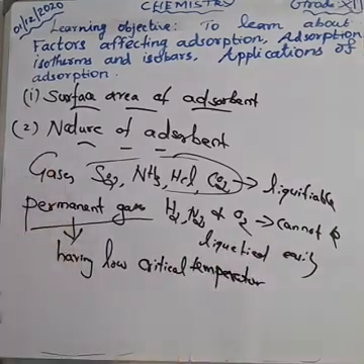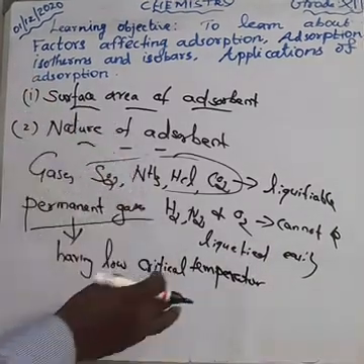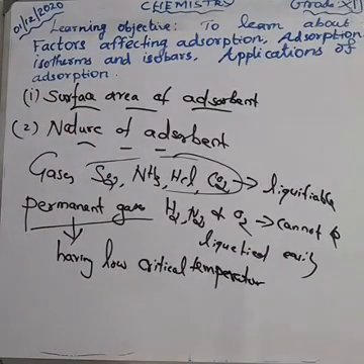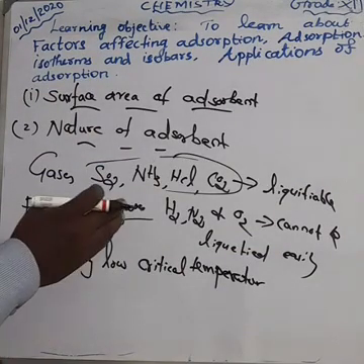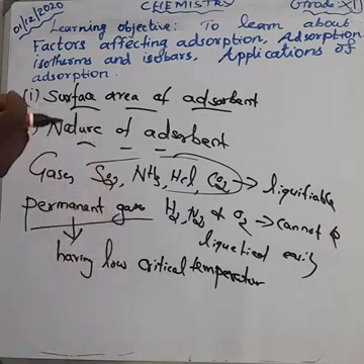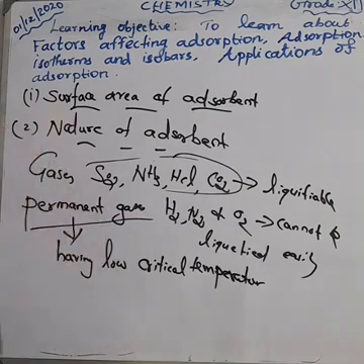That is why permanent gases are adsorbed slowly. Okay? Clear? These gases have very low critical temperature and are adsorbed slowly, while some gases having high critical temperature are adsorbed readily. Next, we can learn about the effect of temperature.